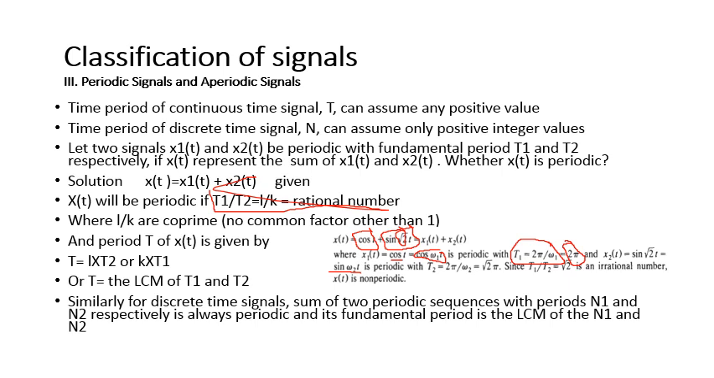So if a discrete time signal consists of the summation of two signals that are periodic, that means the signal will be periodic, and using similar arguments, you can find the period of the resulting signal.